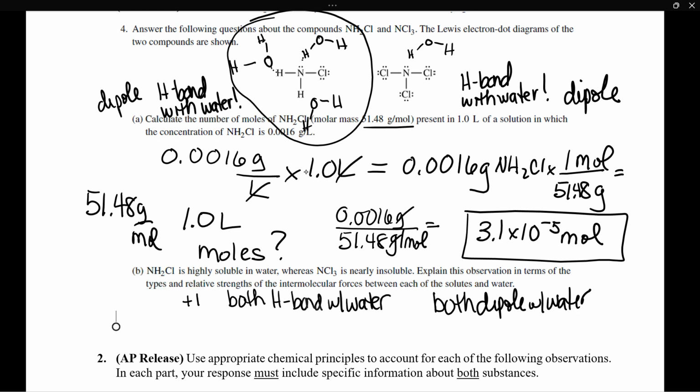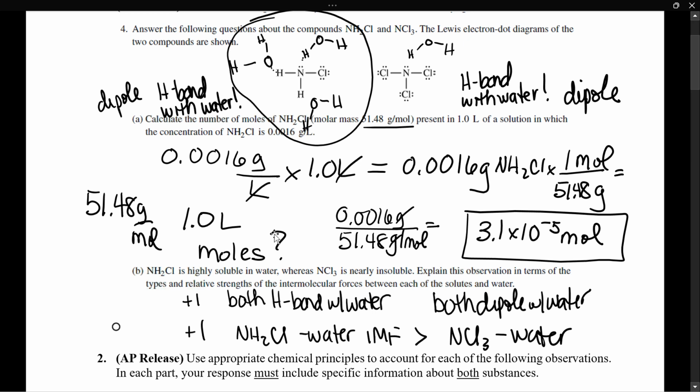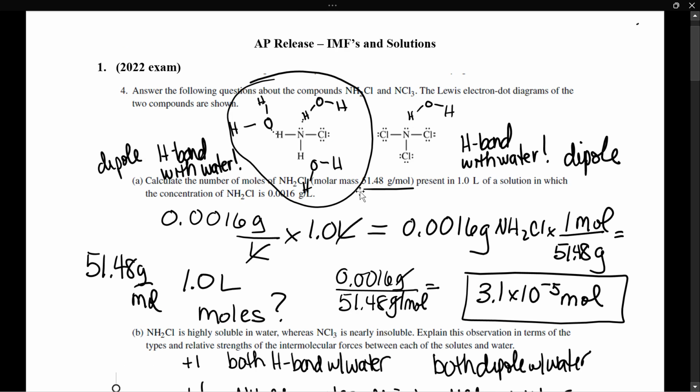And then you got a point for saying something about the attraction between NH2Cl and water, that those IMFs are stronger than the IMFs between NCl3 and water. So whenever you have a question like this, make sure you identify what the intermolecular forces are, and then have some sort of explanatory statement comparing the strength of those IMFs. So if something is more soluble, that means it's going to have stronger IMFs with the solvent.